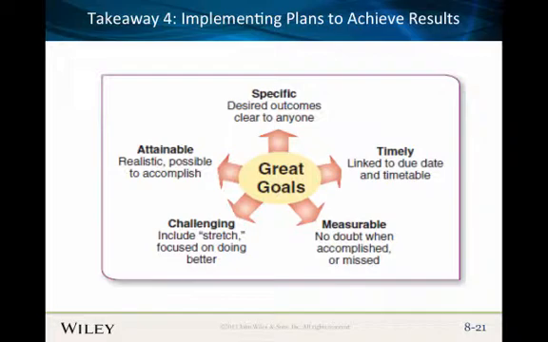The fourth characteristic or attribute of successful goals is measurability. You have no doubt when accomplished or missed. So again, that has a link to specificity. Specifically, what I want to do, I need to be able to measure that. Why is measurement important? Because it will help me to understand and identify whether or not I have achieved my goals or whether I have failed and I need to do something else. So you have to find ways of measuring.